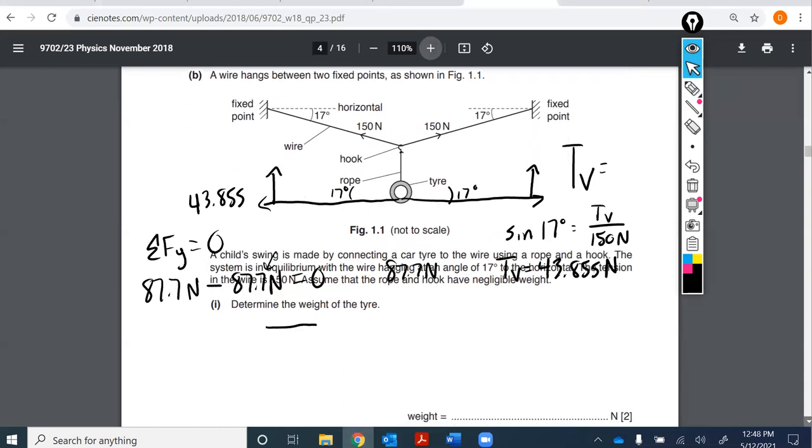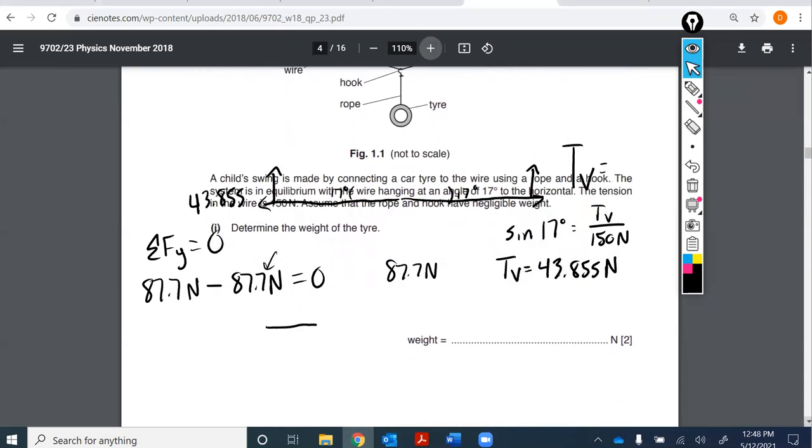A little bit of vector resolution, and then the ups equal the downs. So I like 87.7 newtons for that, but I'm going to clean it up just a little bit more and call it 88 newtons. Final answer.